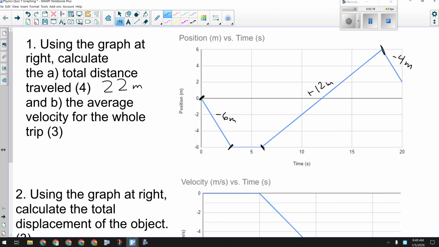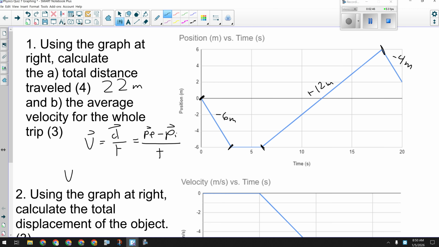Ringing a bell? Okay. Now, we need to calculate the average velocity over the whole trip. Our formula for average velocity is that it is the total displacement divided by the total time. And we can calculate displacement by taking final position and subtracting initial position and then dividing by time. Okay, we have all of those numbers on the graph.